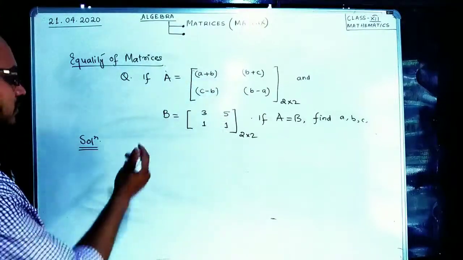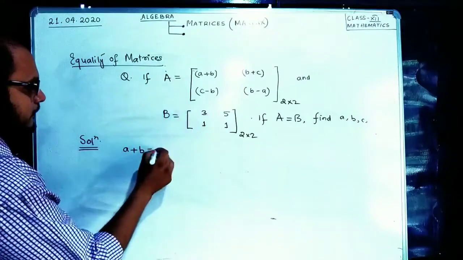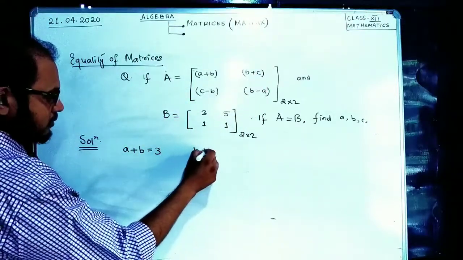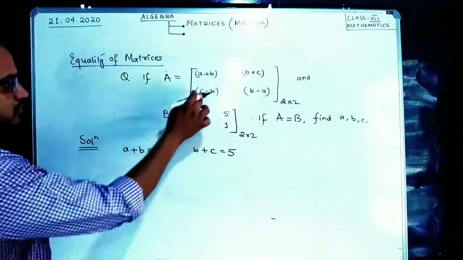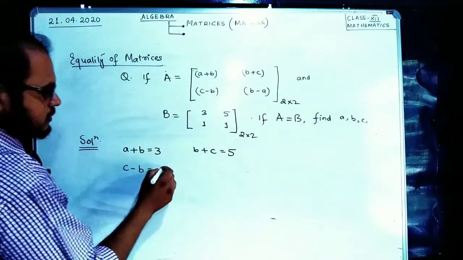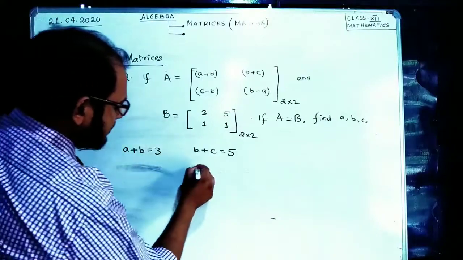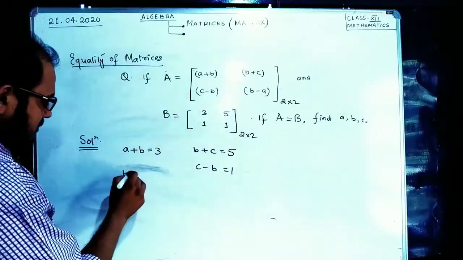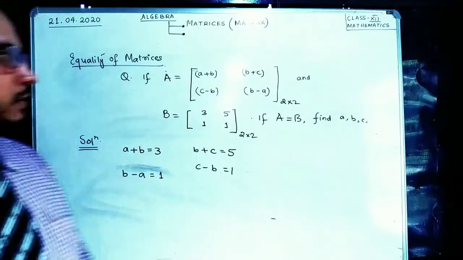So we can say that A plus B must be equal to 3. We can say B plus C must be equal to 5. C minus B must be equal to 1. Sorry, let's write it here. C minus B must be equal to 1, and B minus A must be equal to 1. And it's required to find A, B, C.